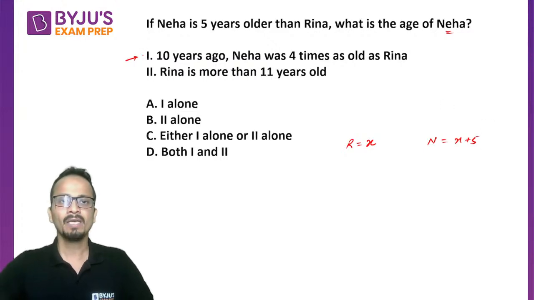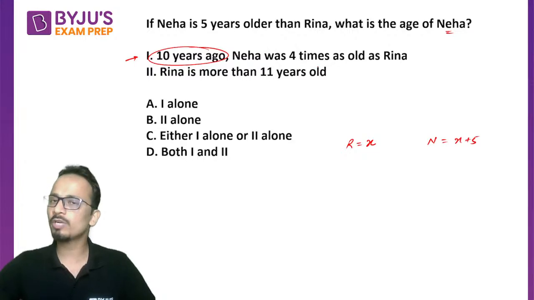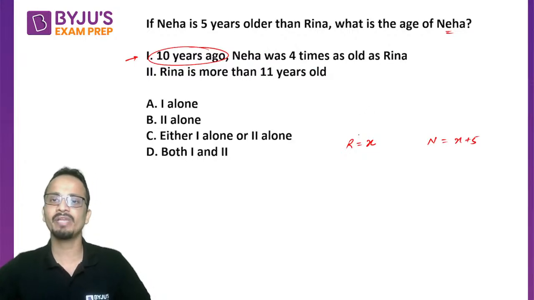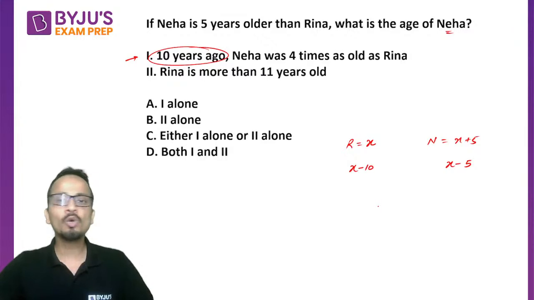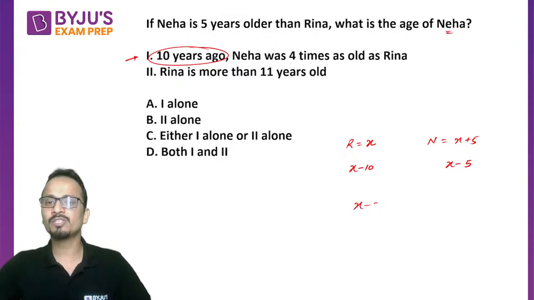All right. Now statement number 1 says that 10 years ago, Neha was 4 times as old as Reena. So 10 years ago, the age of Reena will be X minus 10, and 10 years ago, the age of Neha will be X minus 5. So I subtracted 10 from both of their ages. Now 10 years ago, Neha was X minus 5, which is equal to 4 times (X minus 10).